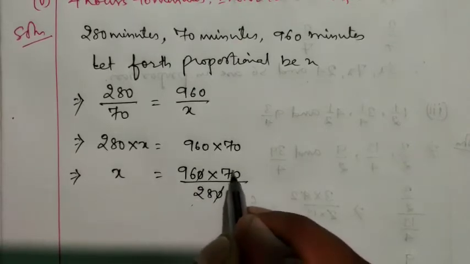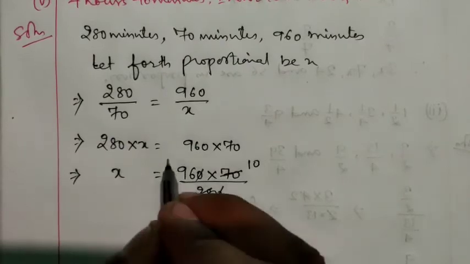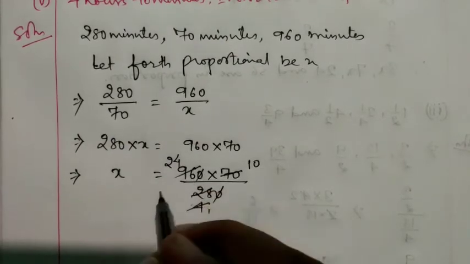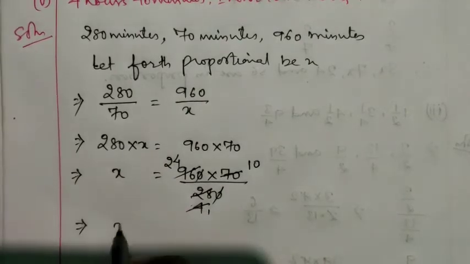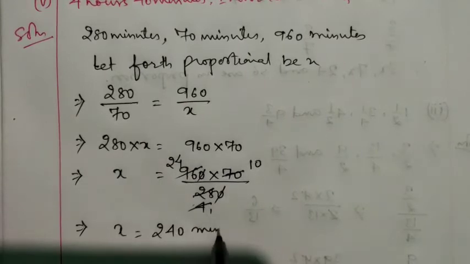The zeros are removed. 7 ones are 7, 0; 7 fours are 28. 4 ones are 4, 4 twos are 8. Carry 1, 1 six is 6, 16. 4 fours are 16. Now the value of x will be 24 into 10. It will be 240 minutes.